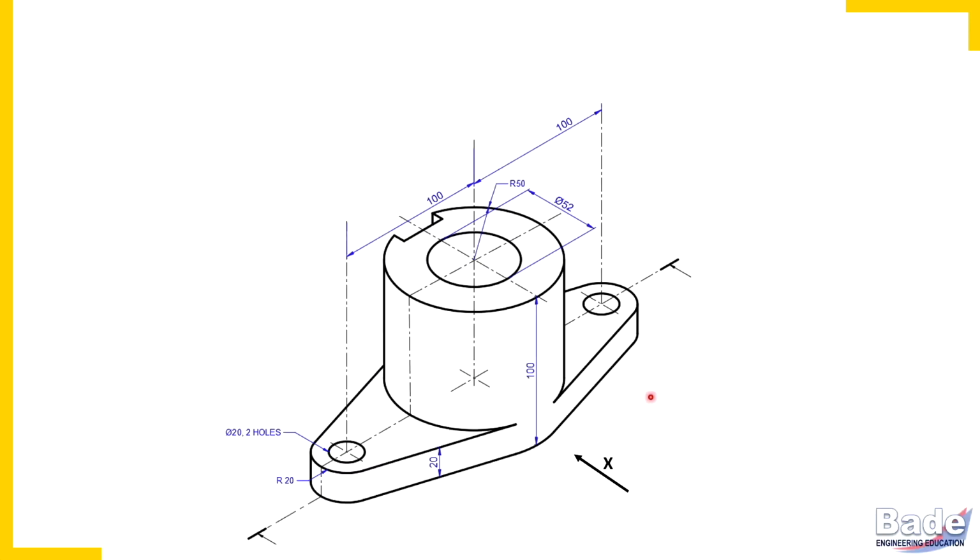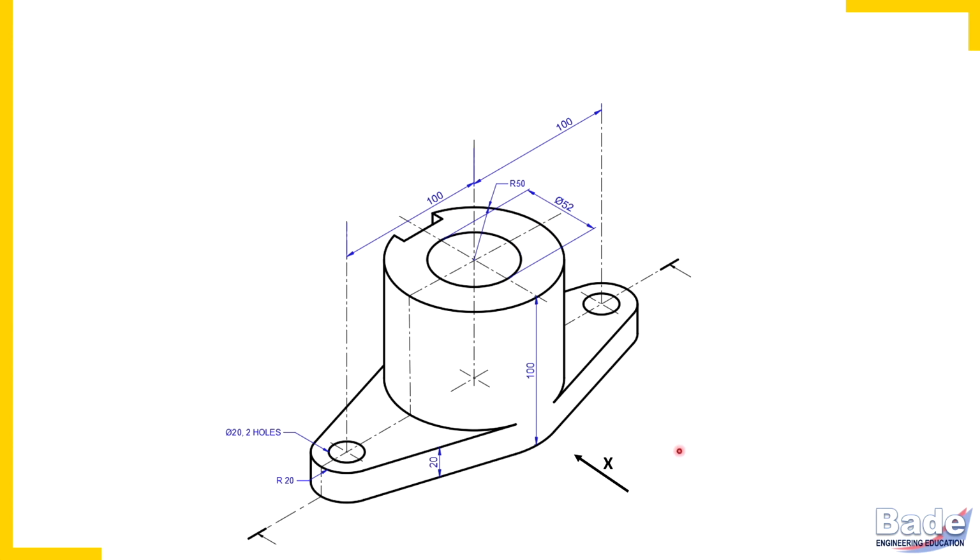Now watch this diagram. It is a machine part. Clearly you can identify two portions here. A plate at the base which has a thickness of 20 millimeters. It has two holes. Each hole is of diameter 20 millimeters. And this plate has a vertical cylinder attached to it. This cylinder has a hole of diameter 52 millimeters, that is, radius 26 millimeters.